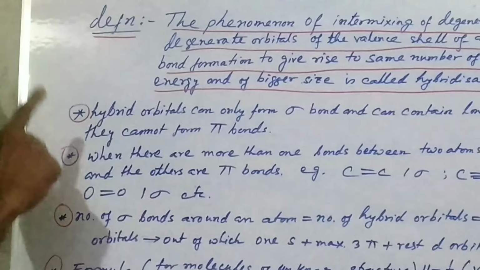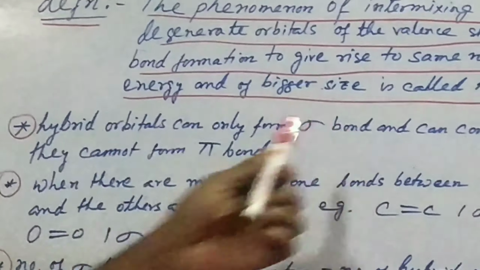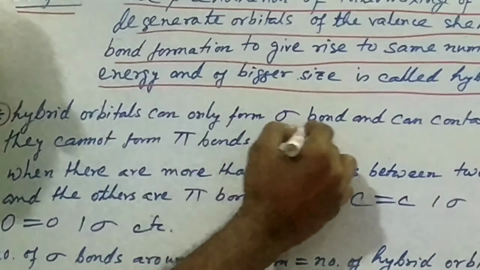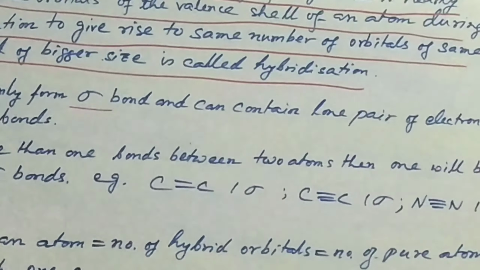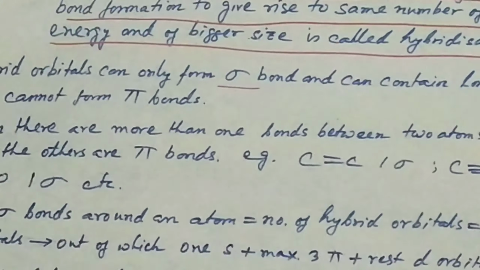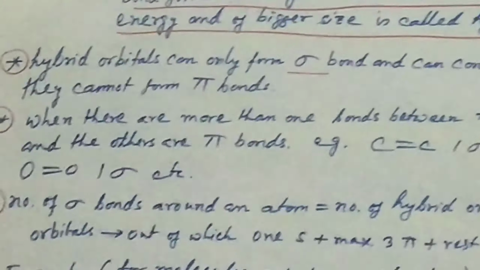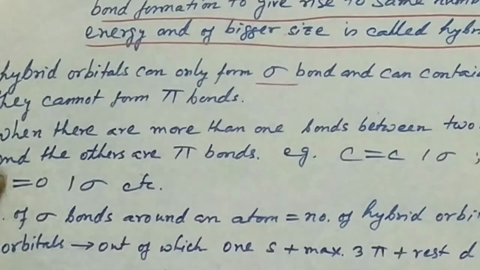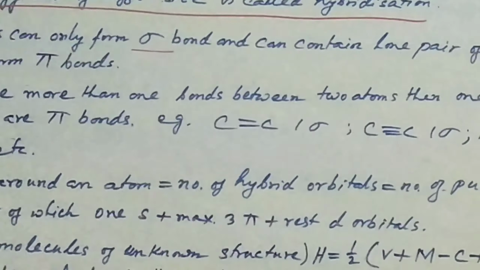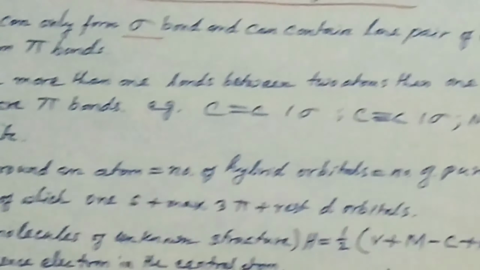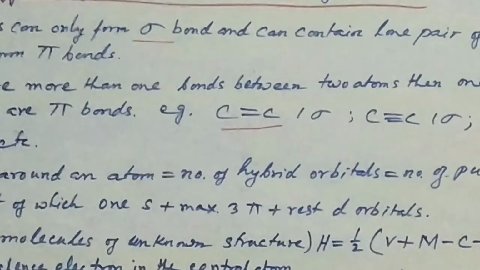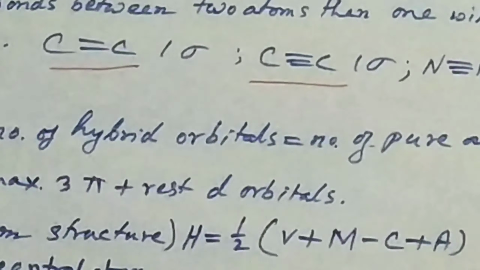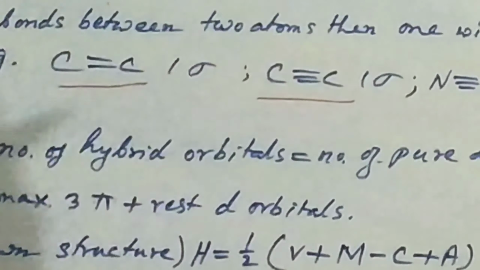First of all, hybrid orbitals can only form sigma bonds and can contain lone pair of electrons. They cannot form pi bonds. Number two, when there are more than one bonds between two atoms, then one will be sigma and the others are pi bonds. For example, in C double bond C, there are two covalent bonds, out of which one is sigma and the other is pi. In C triple bond C, there are three covalent bonds between two atoms, out of which one is sigma and the other two are pi bonds.